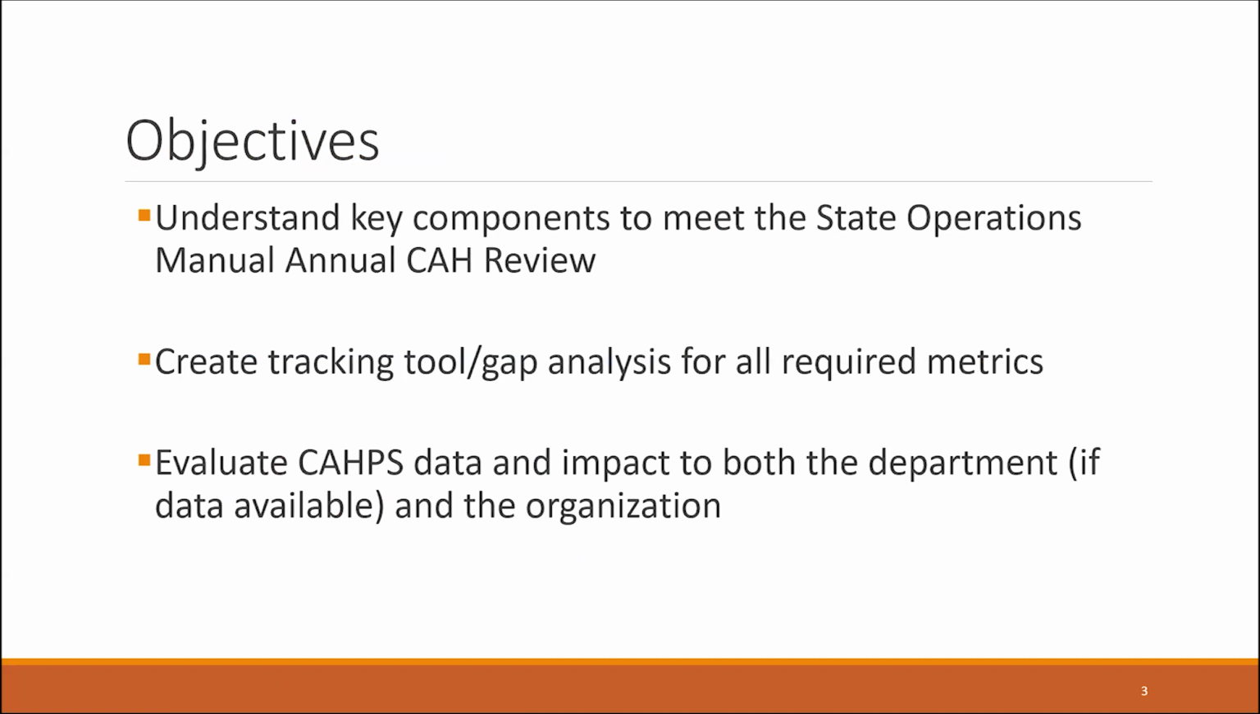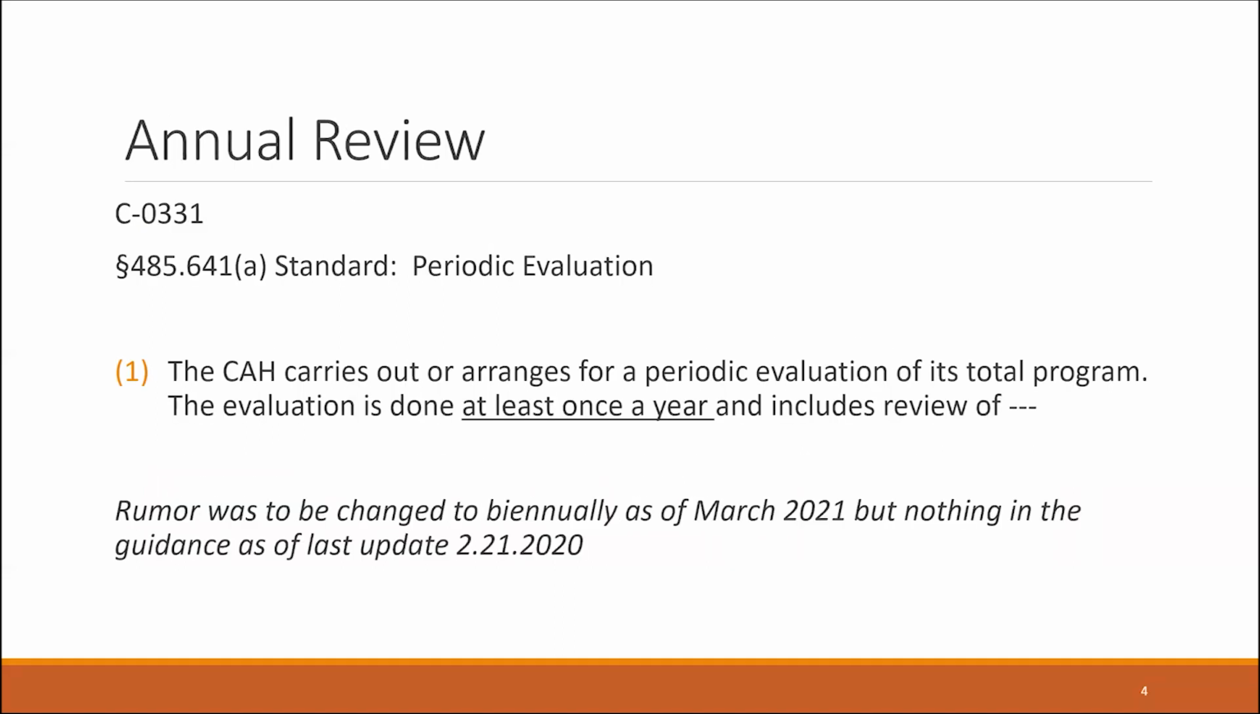So today's objectives. Again, understand key components to meet the State Operations Manual on the CAH review. Remember, this is SOM's Appendix W. Create a tracking tool and gap analysis for some of those metrics that you're looking for. And then looking at some of that CAPS data and how it impacts both the department, if it's available, and the organization. So, but first, let's start with what we know in our State Operations Manual.